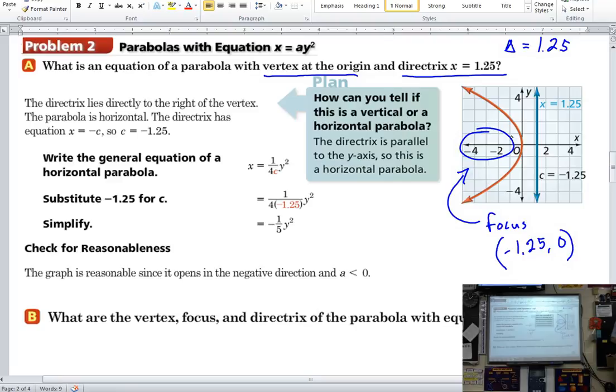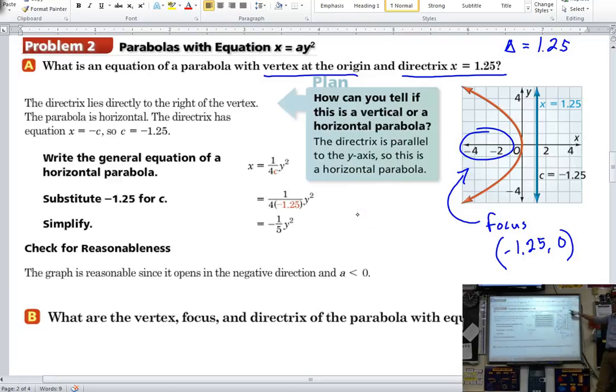We then use that c value, because if you go back to the first page, now this is c, and we set up the function 1 over 4c, y squared, and we get negative 1/5 y squared. Well, for the equation, since it's horizontal, we use the same one but switch that. X equals 1 over 4c y squared, as opposed to y equals 1 over 4c x squared. Yep. Yeah, we got it. This one solved out for us, so we didn't really have to try too hard.